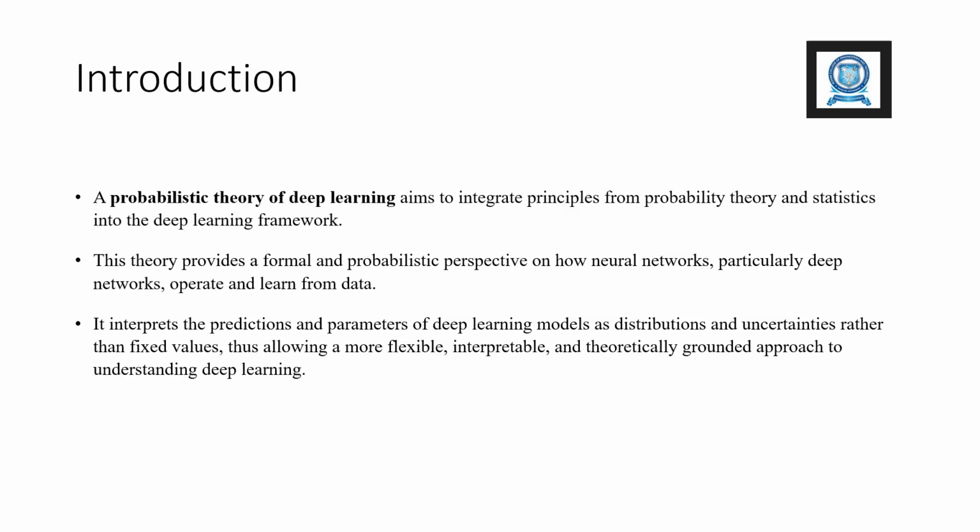Introduction. A probabilistic theory of deep learning aims to integrate principles from probability theory and statistics into the deep learning framework. This theory provides a formal and probabilistic perspective on how neural networks, particularly deep networks, operate and learn from data. It interprets the predictions and parameters of deep learning models as distributions and uncertainties rather than fixed values, thus allowing a more flexible, interpretable, and theoretically grounded approach to understanding deep learning.